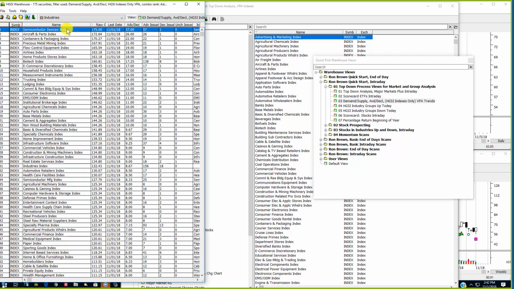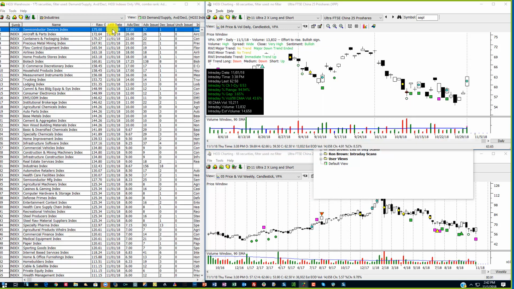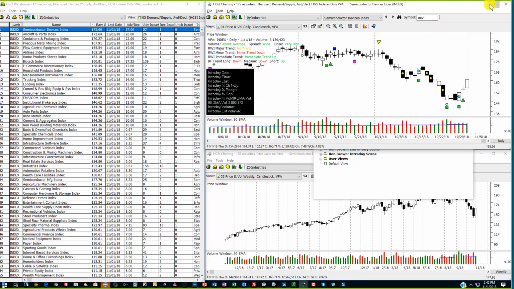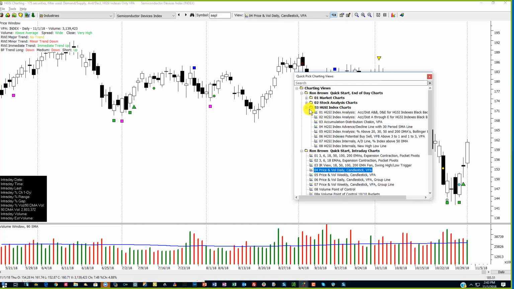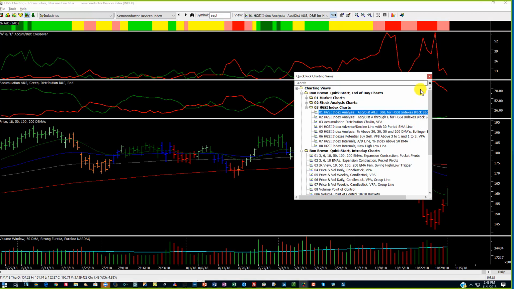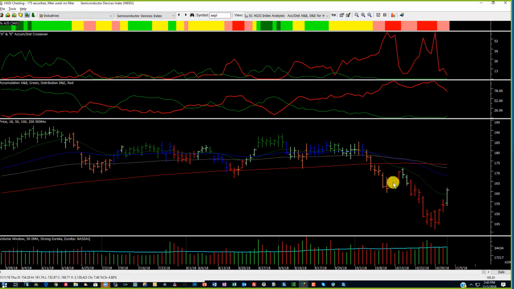I'm going to take this semiconductor devices index because there are 60 securities. I usually just look at the broader indexes with these views, but I'm going to use this one as an example. And I realize I'm moving around very quickly, but I'm trying to get a lot in here during this hour. Now, you go up to the Ron Brown Quick Start End of Day Charts, you open up folder number 3, and you can analyze these indexes.